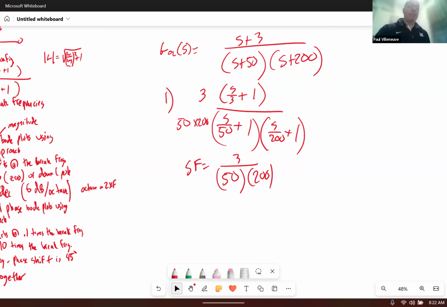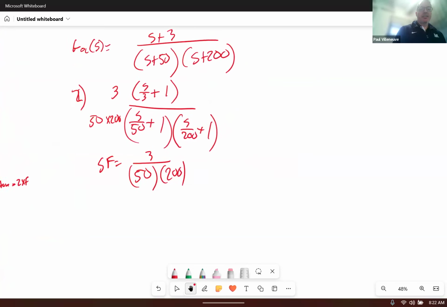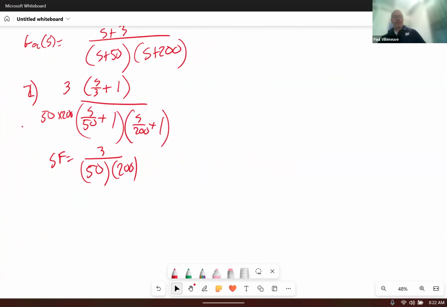Okay. So I should say this is step 2, right? I have my transfer function. Step 2 is to set up in standard form. We've just done that. Now we are almost ready to go ahead and do our plotting. Let's call this step 3.